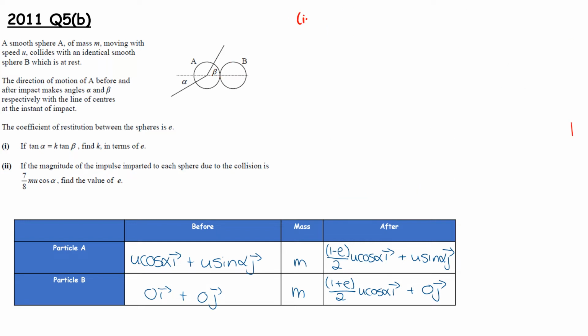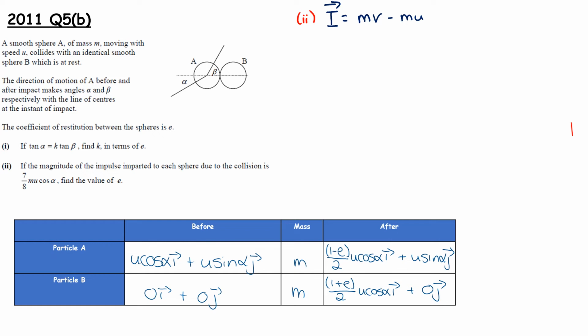So part 2 then says, if the magnitude of the impulse imparted to each of the spheres during the collision is 7 over 8 mu cos alpha, find the value of e. So impulse, and I spoke about this earlier on, is a vector quantity which is given as mv minus mu. And it's important to understand that if you take the two spheres, the impulse on one will be the opposite to the impulse on the other, because one loses momentum while the other gains that momentum, because there is a conservation of momentum.